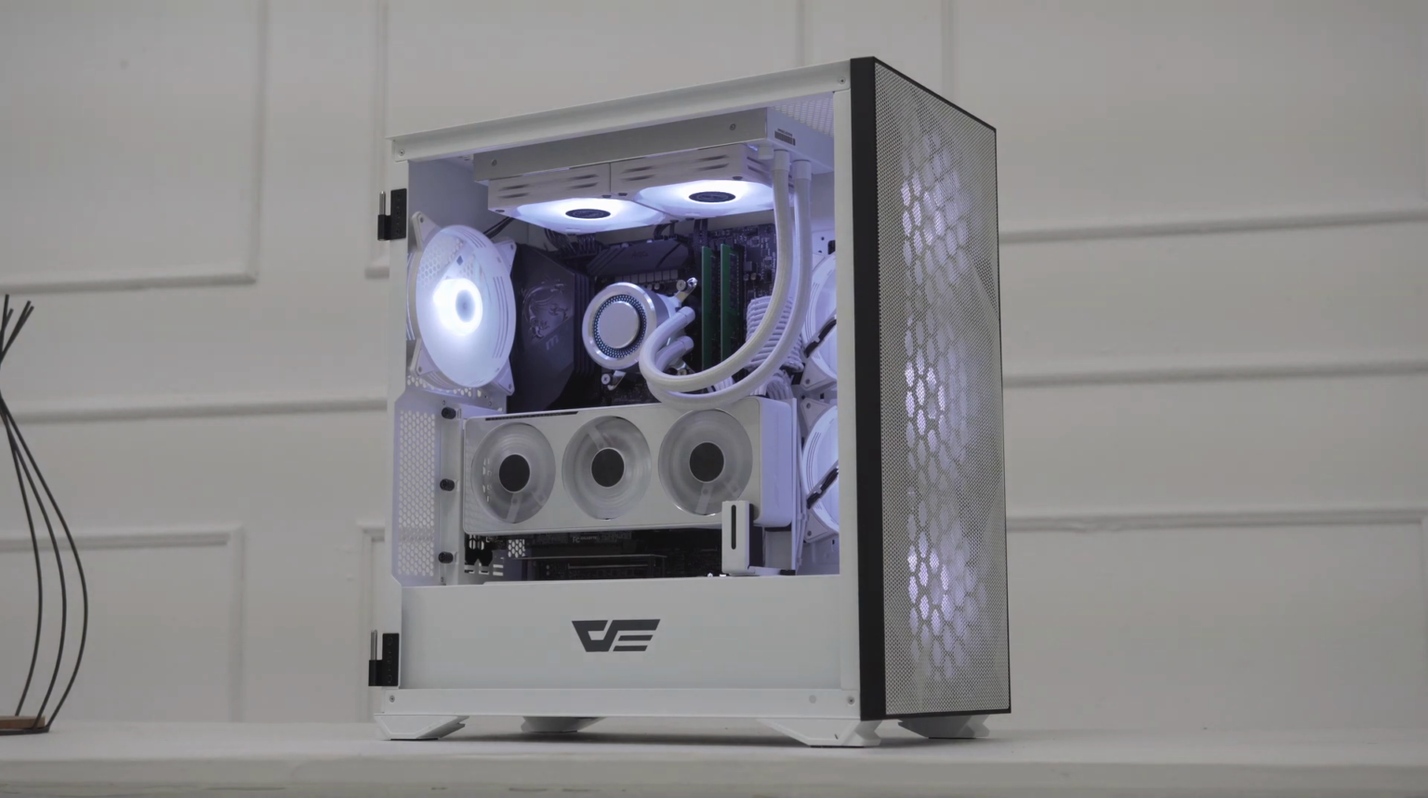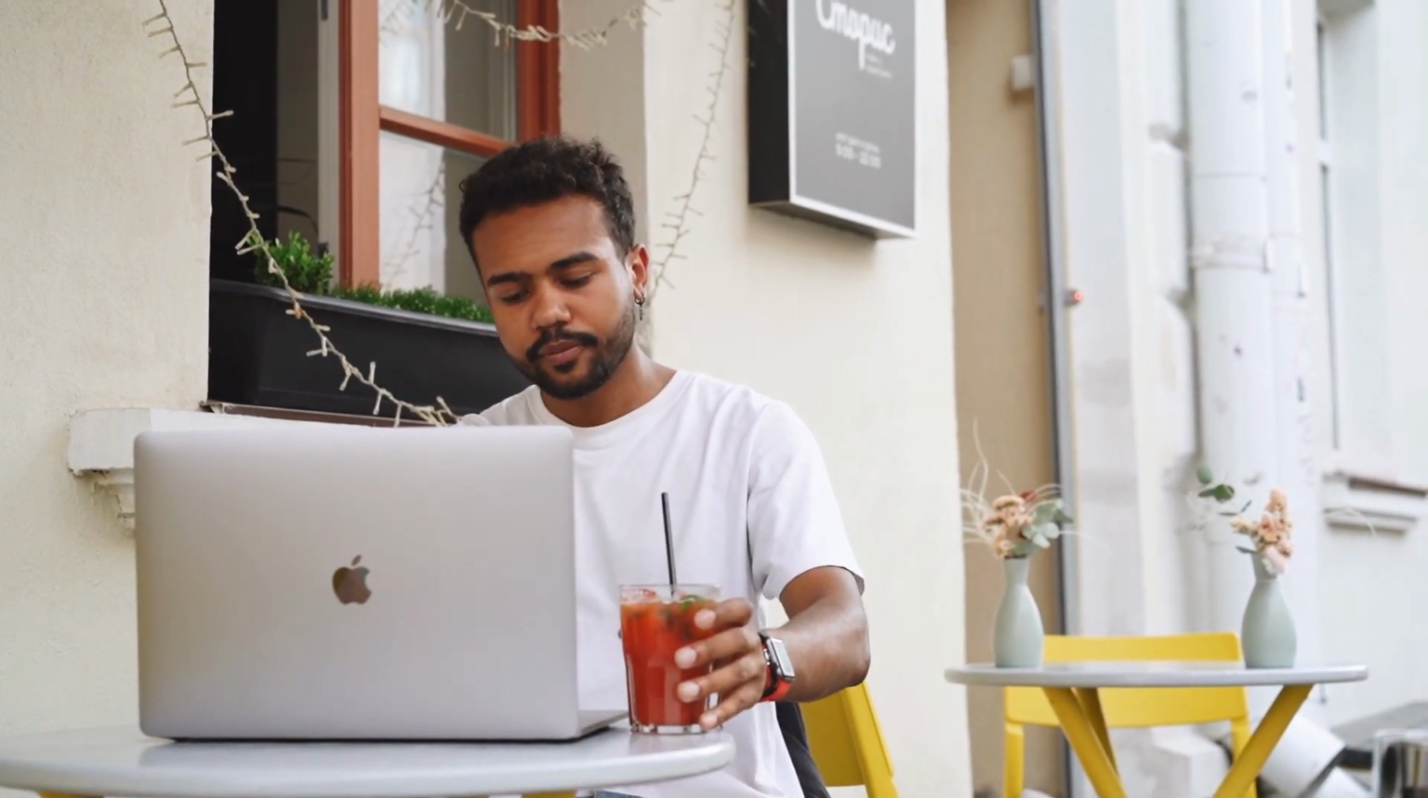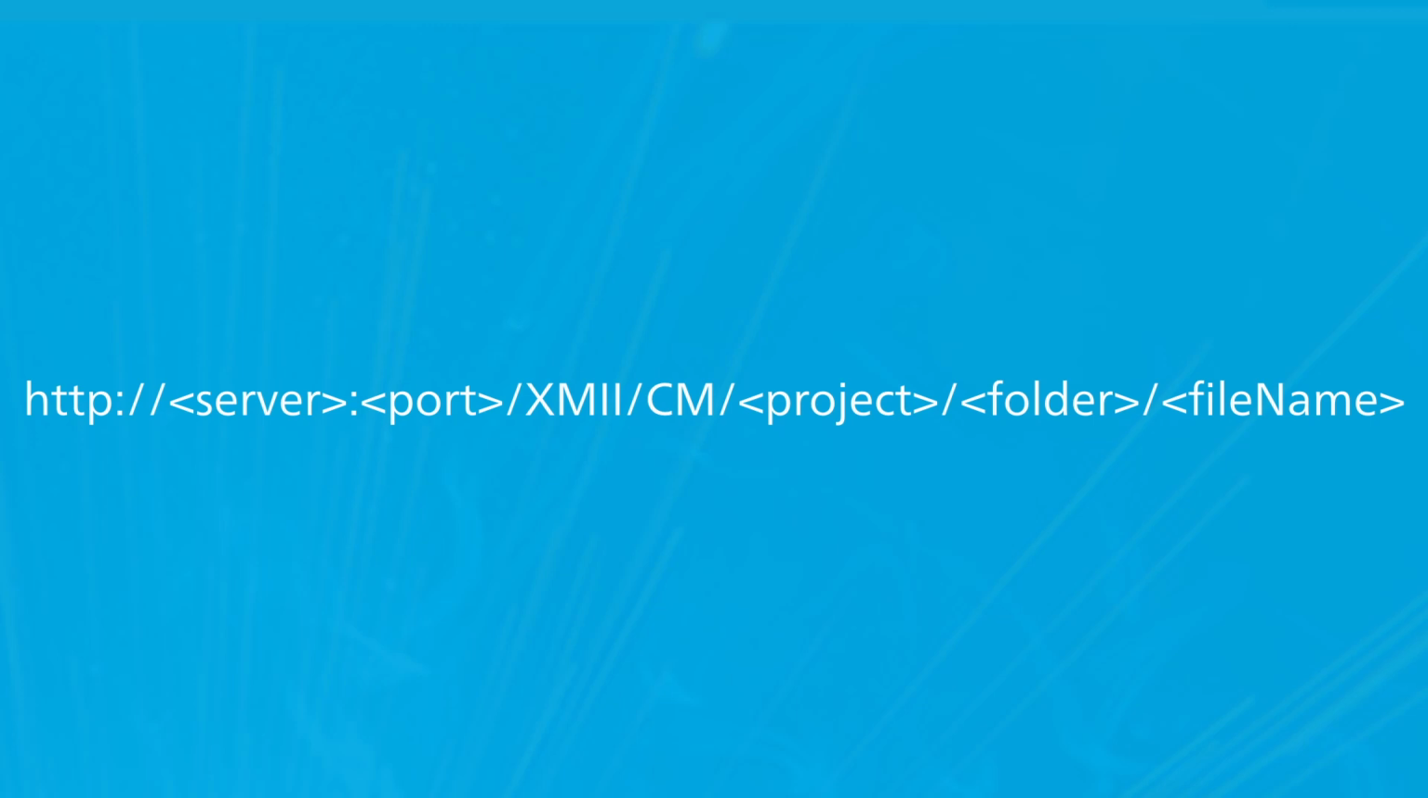SAP NetWeaver AS Java. Web content such as HTML, IRPT, and JSP files are also copied with the full hierarchy of the project in a folder called CM, which is located in the context root of the SAP MII application deployed in SAP NetWeaver AS Java and can be accessed by the following URL pattern from web browsers.